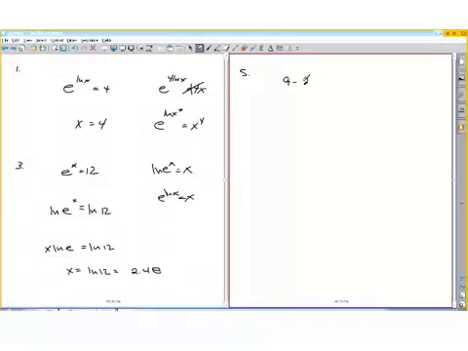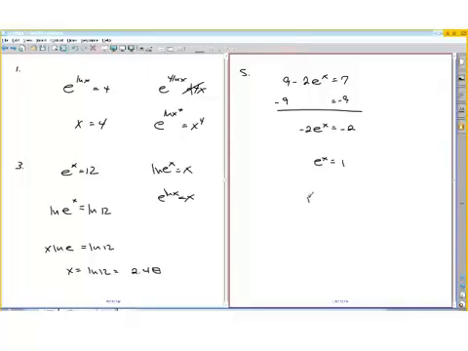Okay, number 5. 9 minus 2e to the x is equal to 7. Again, we're solving for x, so the first thing we need to do is get e to the x by itself. So that means solving for e to the x. The first thing we do is subtract 9 from both sides. And that'll get rid of that, so you'll get negative 2e to the x is equal to negative 2, so we divide both sides by negative 2, and we get e to the x is 1.